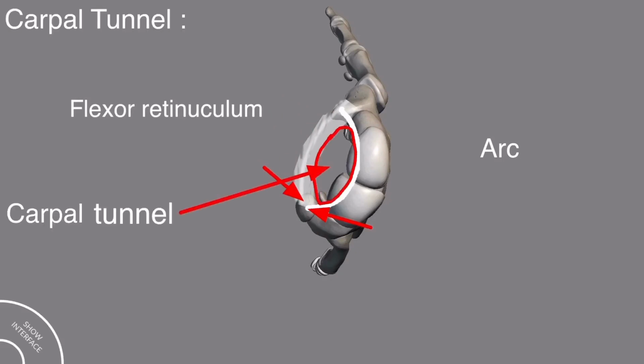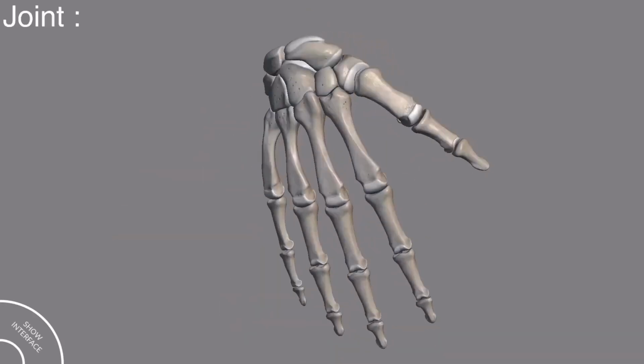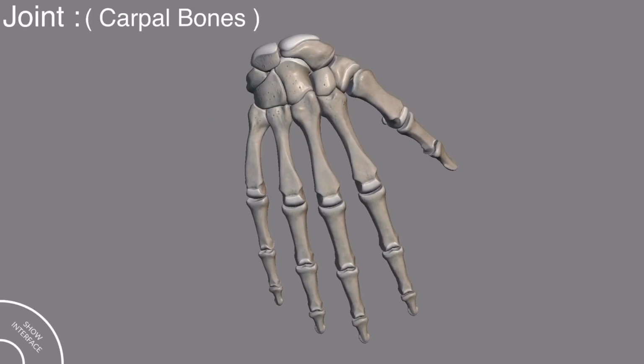Also, the joint that is present between the carpal bones is called the intercarpal joint. For example, this is the intercarpal joint between the hamate and the capitate bone.